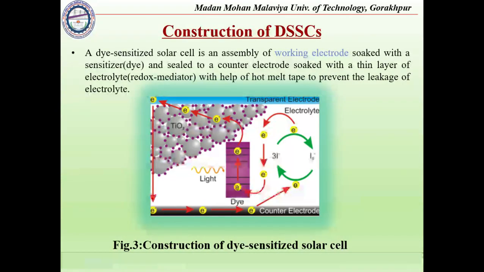This is the construction of the dye-sensitized solar cell. It is comprised of a transparent counter electrode and a transparent working electrode, and it is sealed with a hot melt tape to prevent leakage of the liquid electrolyte. And this is the construction of the dye-sensitized solar cell.